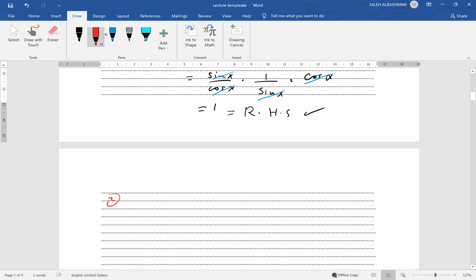Example number 2, we have tangent x multiplied by secant x multiplied by sine x equal to tangent square. We need to verify this identity. Let's take the left-hand side. Seems to be more complicated than the right-hand side.